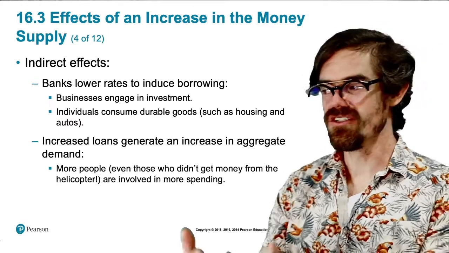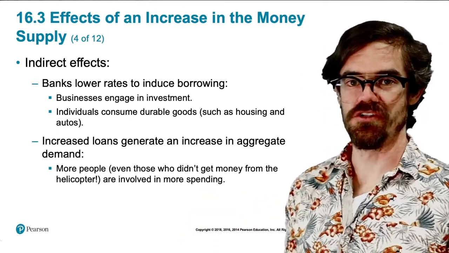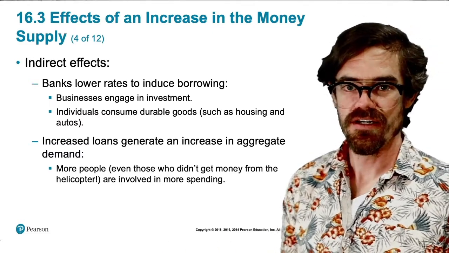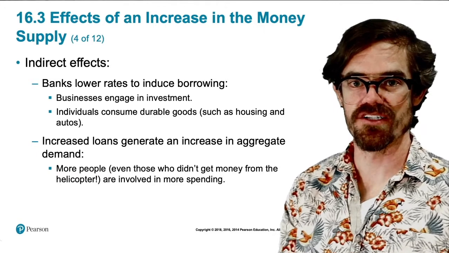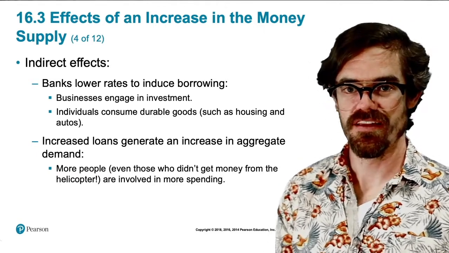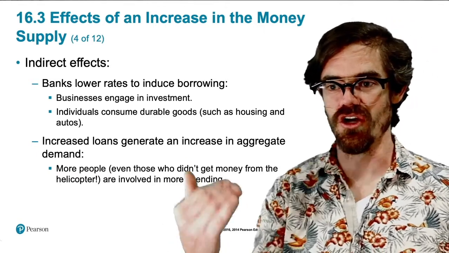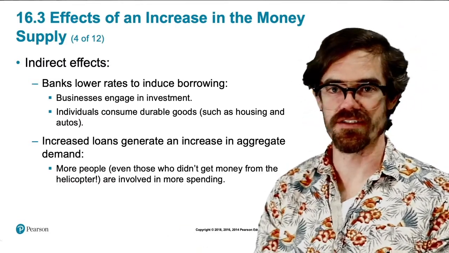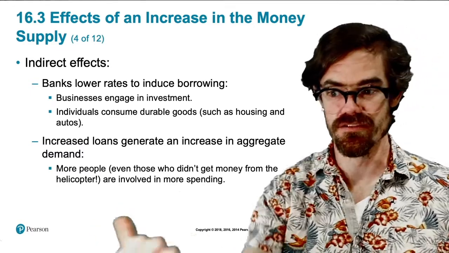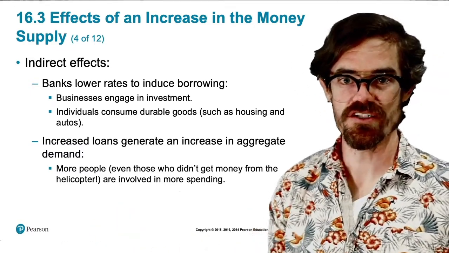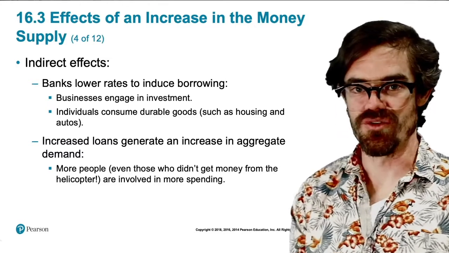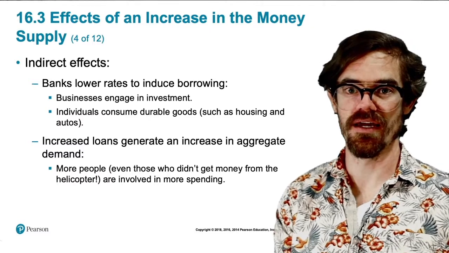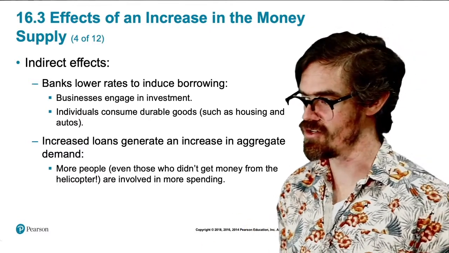Now, banks lower interest rates to induce this borrowing. They've got this extra cash sitting around. They want to lend it out, and in order to incentivize people to borrow it from them, they have to lower interest rates, right? Charge a lower interest rate for borrowing money. And so what does this do indirectly? Well, businesses borrow that money and engage in investment, right? Individuals end up consuming more durable goods, such as buying homes and cars and trucks and things of that nature.